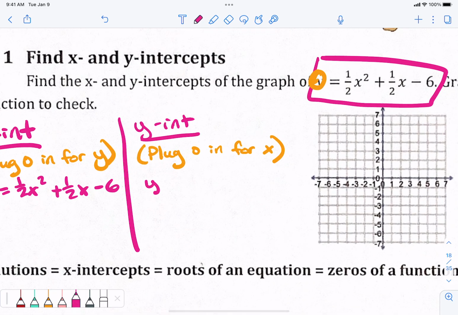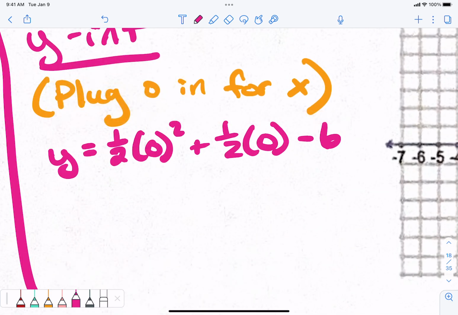So y is just going to stay by itself, right? But I plug 0 in for all the x's. So 0 squared plus 1/2 times 0 minus 6. I'm plugging 0 in for the x's. Does this make sense? Are we doing okay?